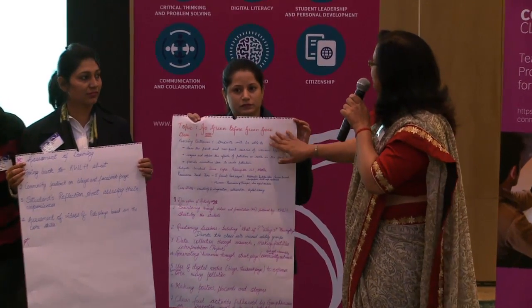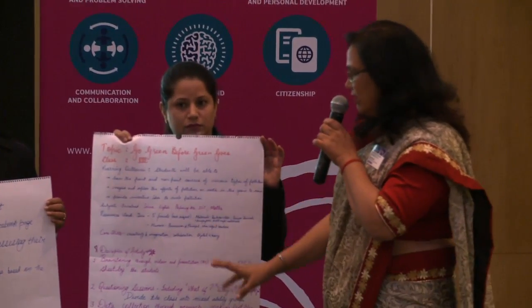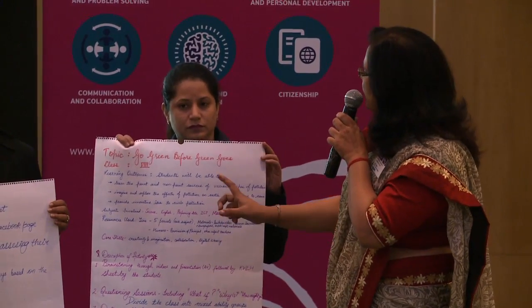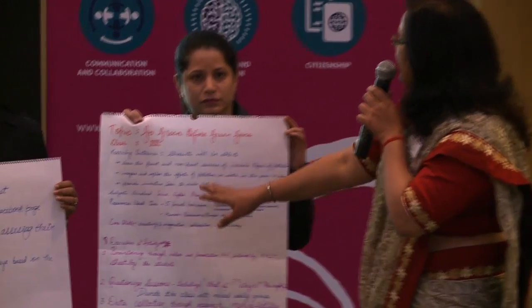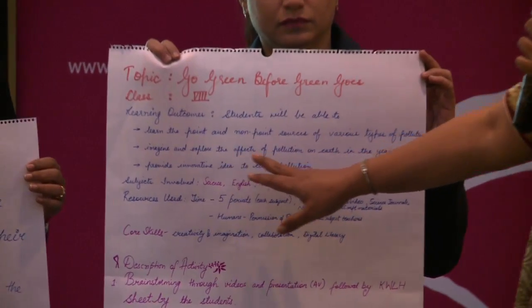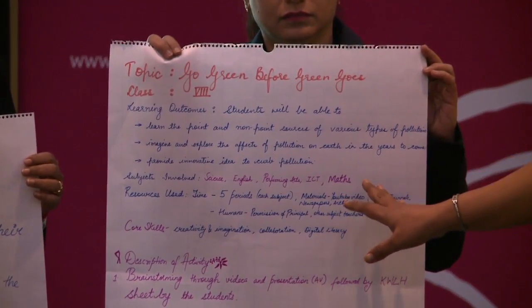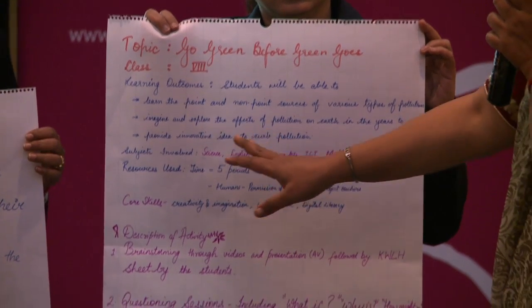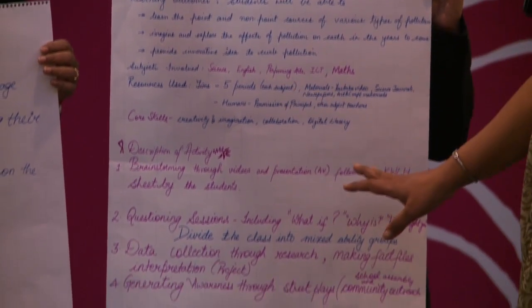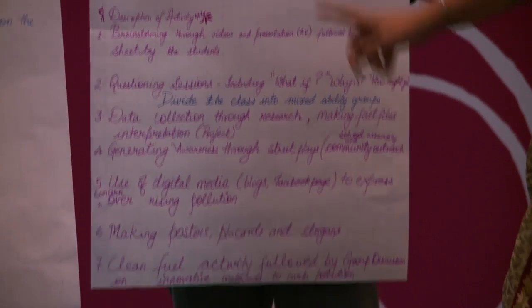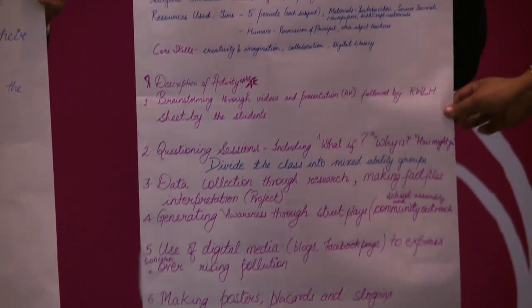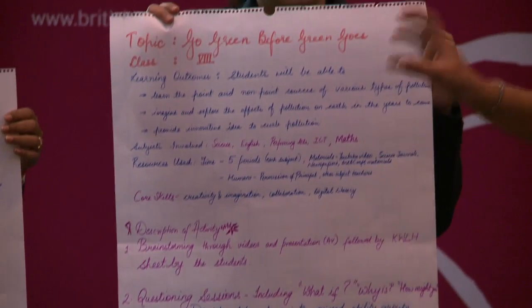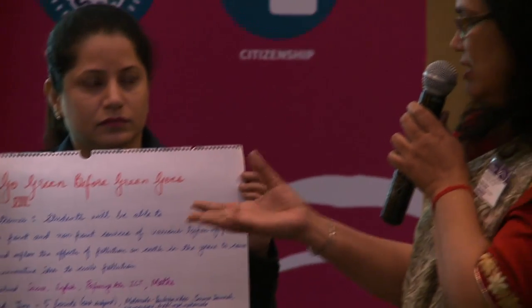And the learning outcomes that were planned: the students will be able to learn the point and non-point sources of various types of pollution. They will imagine and explore the effects of pollution on Earth in years to come and provide innovative ideas to curb the pollution. Subjects involved in this will be science, English, performing arts, ICT, and maths. Time span, at least 5 periods for each subject.